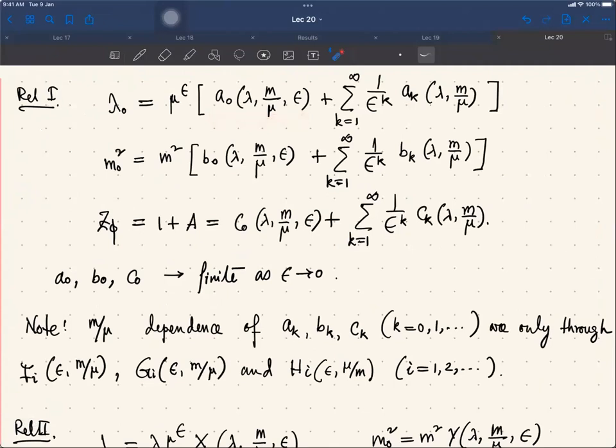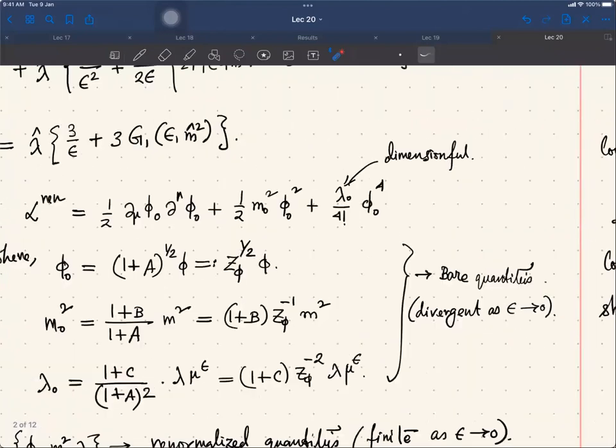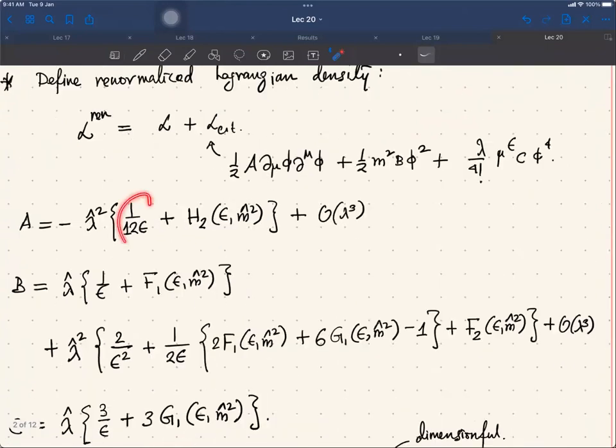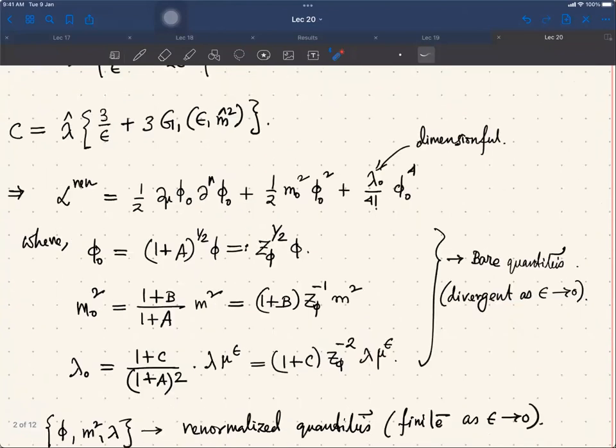Then we have to calculate the aks also, and let us see how far we have come in our calculations done earlier, how far we have calculated these poles. Capital A has been calculated with a simple pole of order 1 at order lambda square. So when you do 1 plus A to the power minus 2, then you have a lambda hat square contribution.